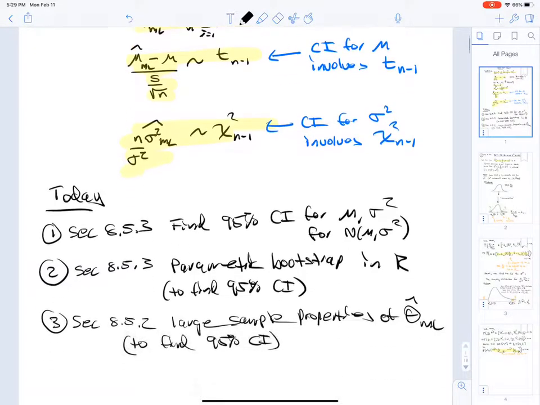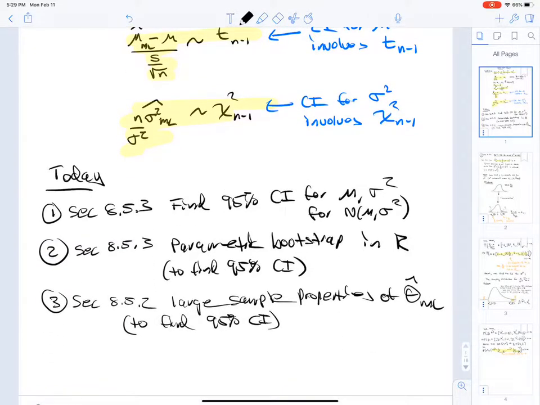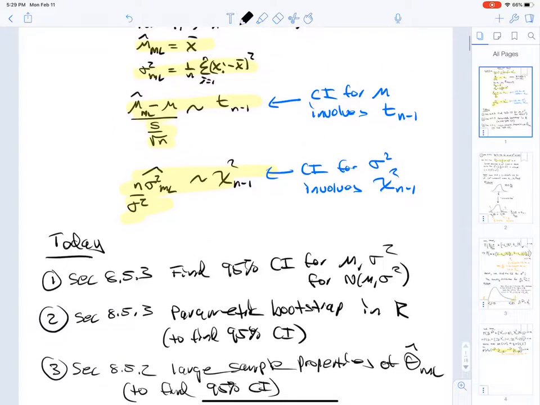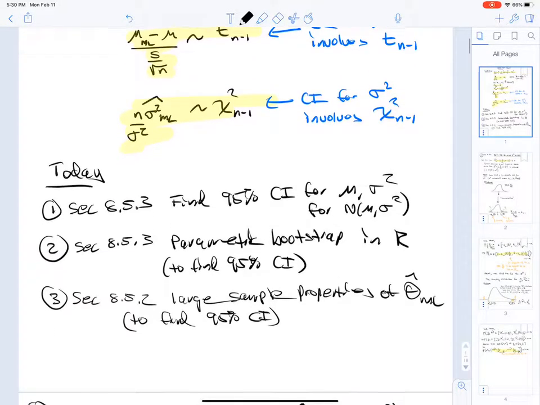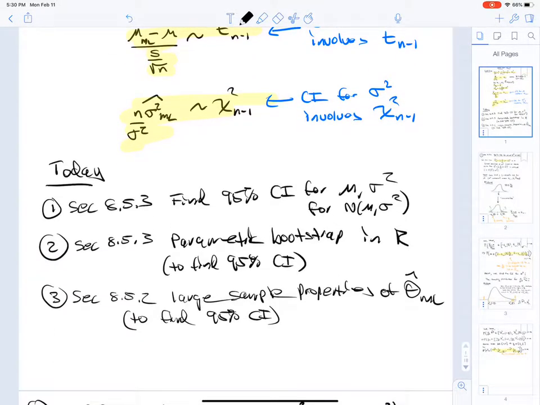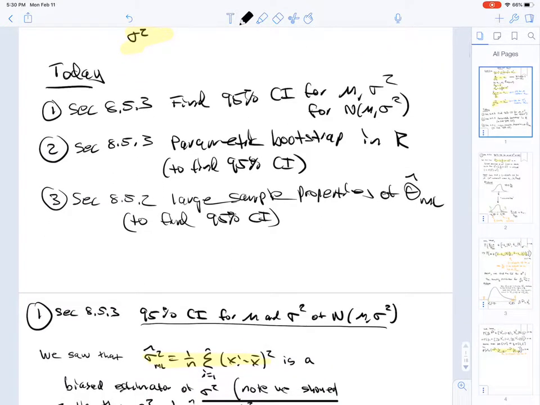So what we're going to do today is find a 95% CI for mu and sigma squared for normal data, and we'll show that that involves the t distribution and the chi-square distribution. And we'll also do a parametric bootstrap in R to find a confidence interval, and we'll also introduce you to some large sample properties of the ML estimator, also as an attempt to get a 95% CI.